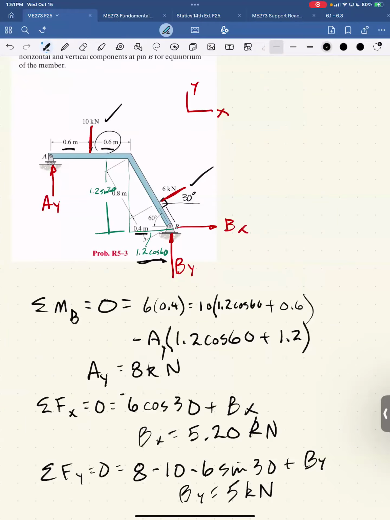Pretty straightforward. For the moments equation, you have 6 times 0.4, that looks like equals to. Oh, yeah, is that plus. Thank you. Good.